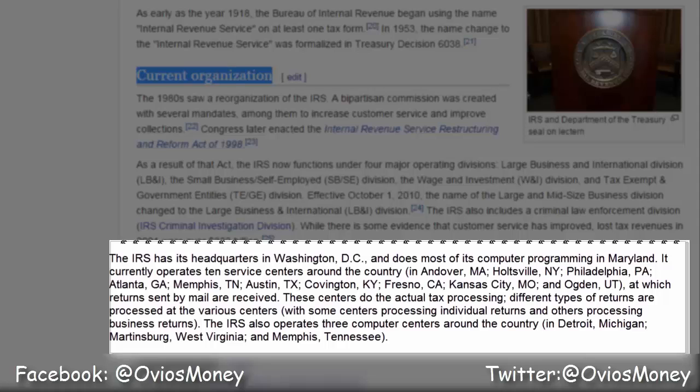Different types of returns are processed at the various centers, with some centers processing individual returns and others processing business returns. The IRS also operates 3 computer centers around the country: in Detroit, Michigan, Martinsburg, West Virginia, and Memphis, Tennessee.